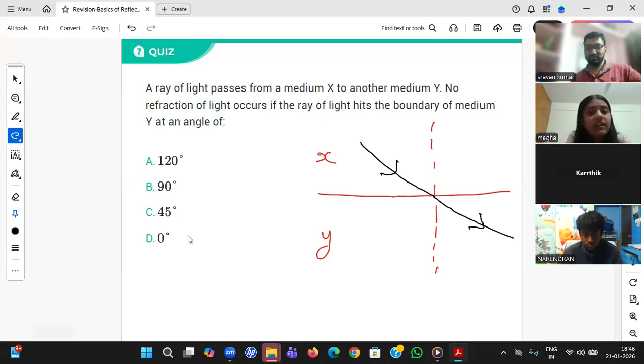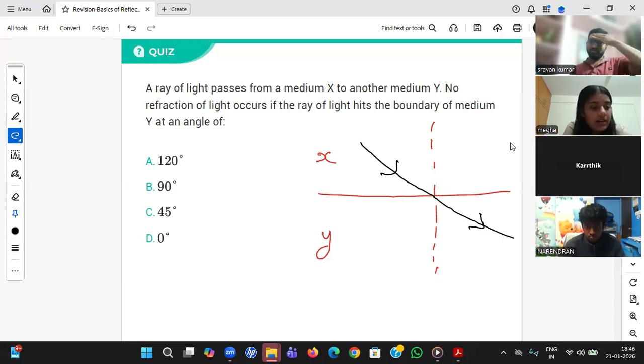Sir, I have one doubt. If it says a ray of light hits a glass slab obliquely, does it mean 45 degrees? Or can it be anything? It can be anything, right? Obliquely means it can be anything.